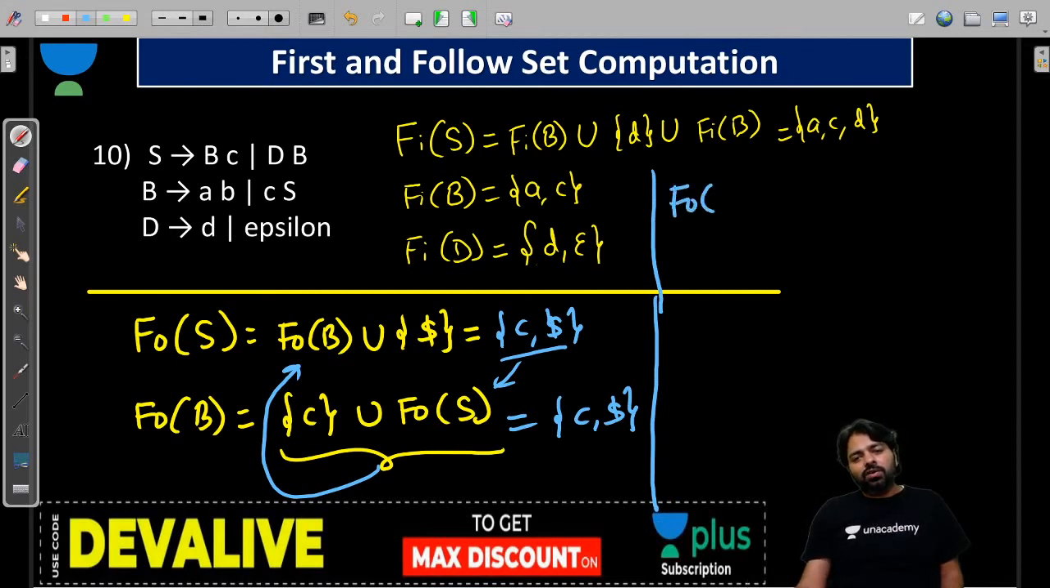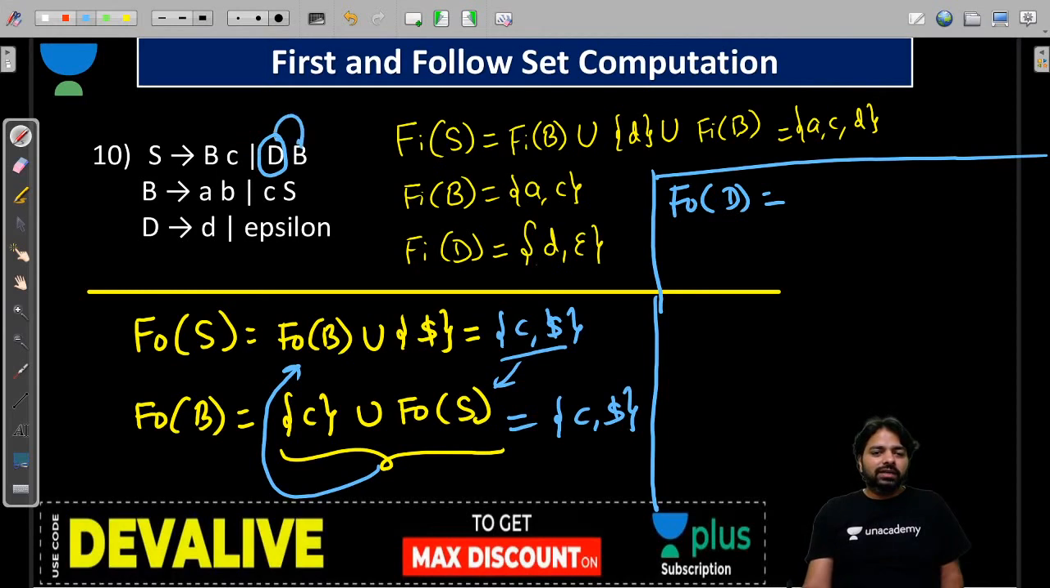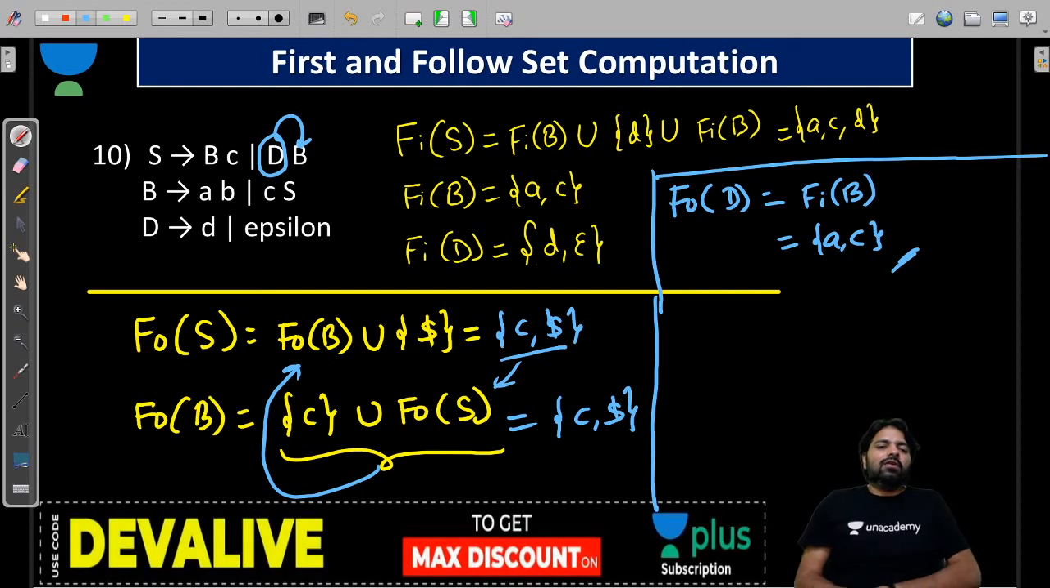Now finally follow of D. What is the follow of D? You have one D here, that's all. That's nothing but first of B. Can you believe the capital B always gives something? Yes, because in first of B there is no epsilon. Yes, this is how we compute the first and follow for each non-terminal.